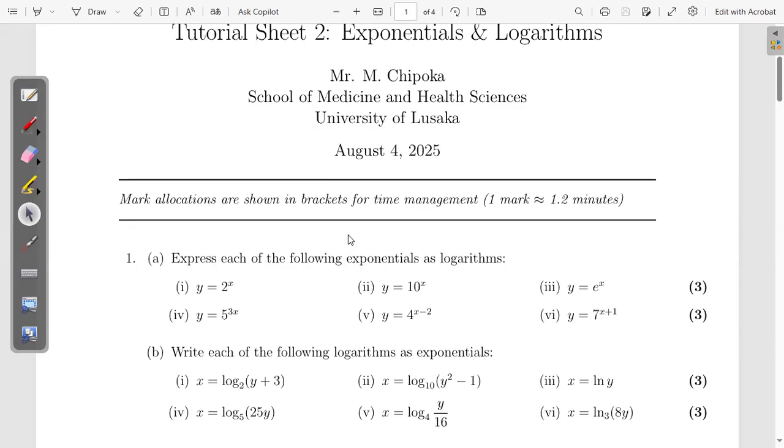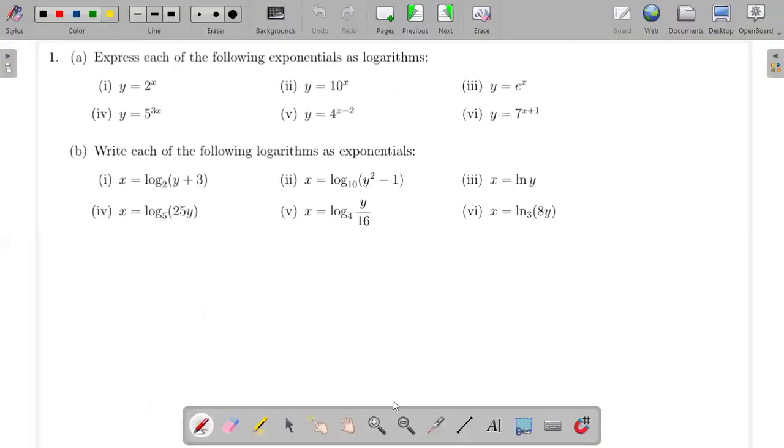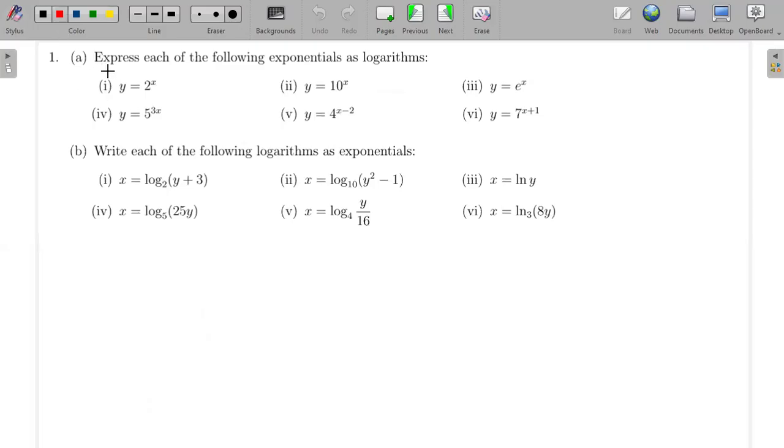Okay, so we are not going to take much time on question 1 because we taught this and we were able to solve questions. So let's look at some questions from 1. If you have any questions, please feel free to ask. Okay, so we start with question 1a. They're saying express each of the following exponentials as logarithms.